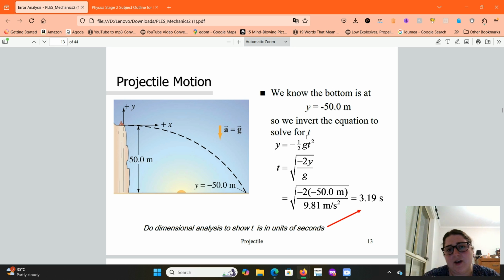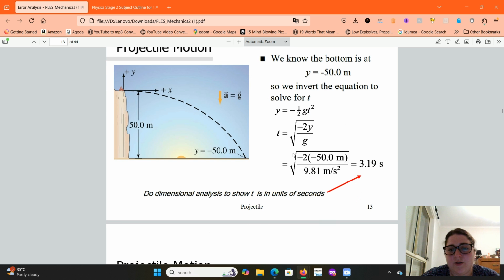So we invert the equation to solve for t. Once again, you should know how to rearrange equations to get them to what they need to look like. So we have t equals the square root of negative 2y over g. When you punch in your numbers, negative 2 times negative 50, divided by g, gives you 3.19 seconds. Once again, do not forget to write your units.